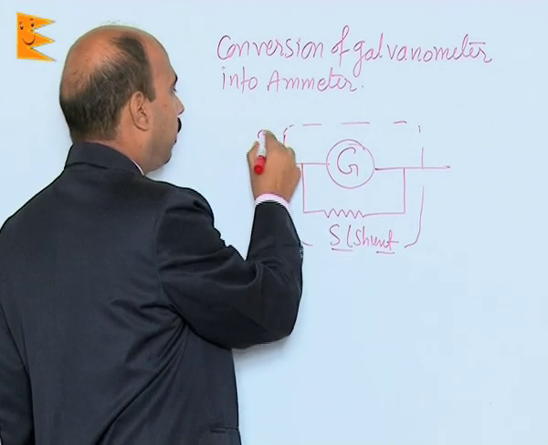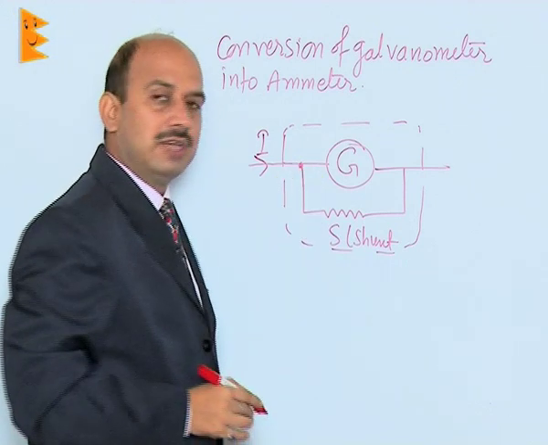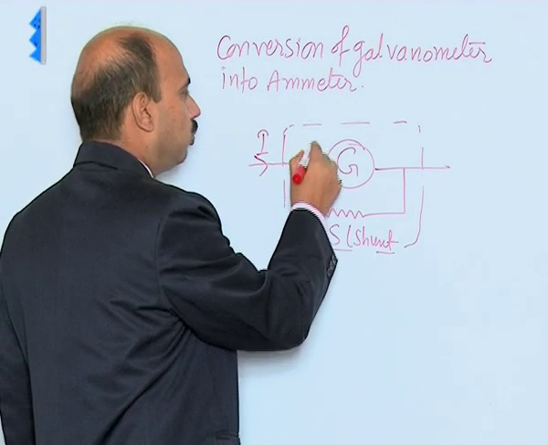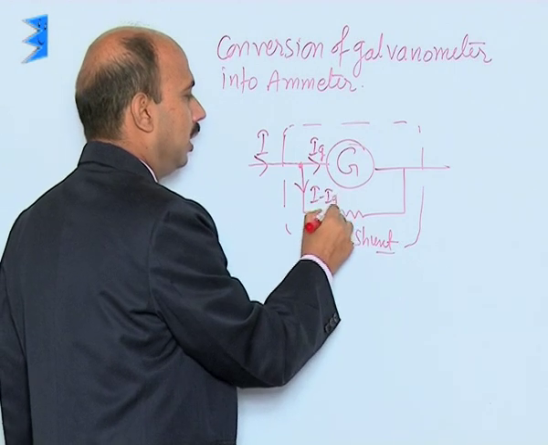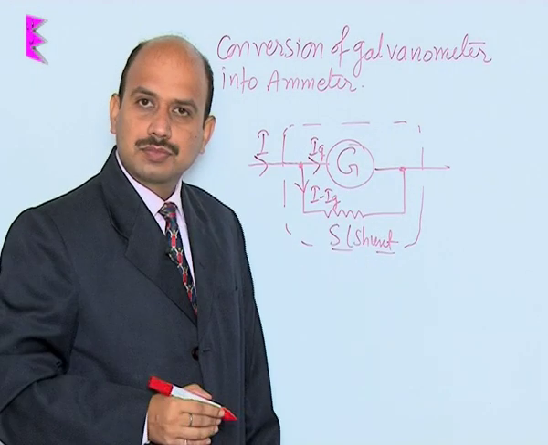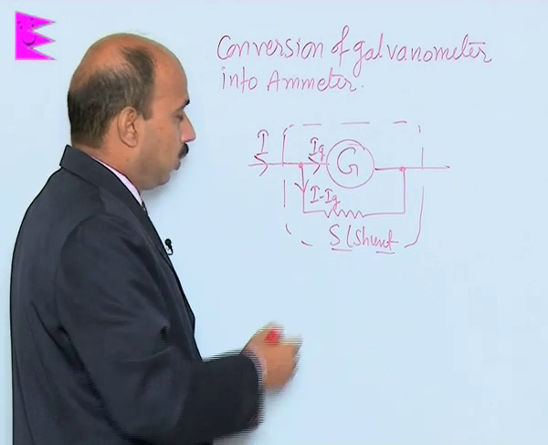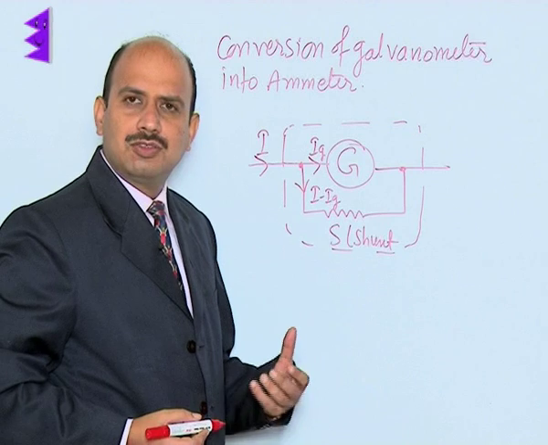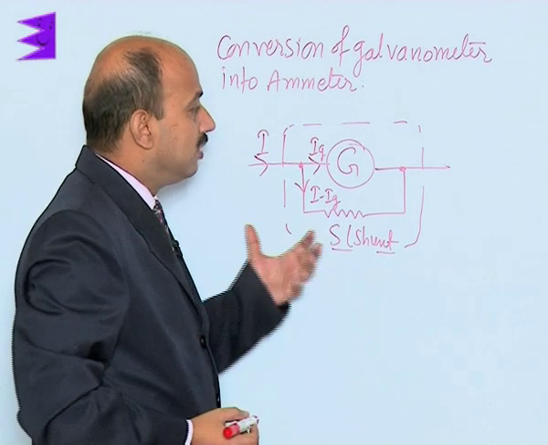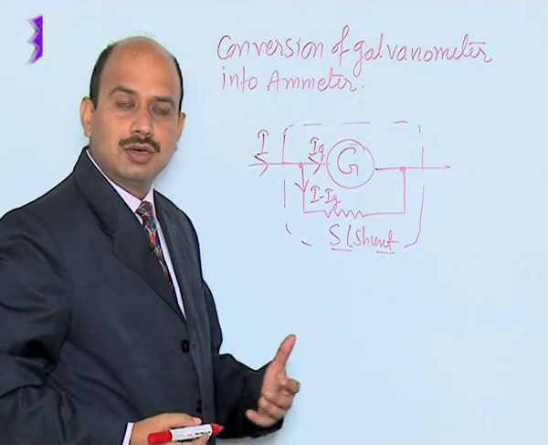Current I is coming from here, it comes to this junction. Current is divided into two parts, this is Ig and this is I minus Ig, and then again it comes to this point. So overall the resistance of this combination has reduced tremendously, it is a very small resistance. So now this can be connected in series to measure current.